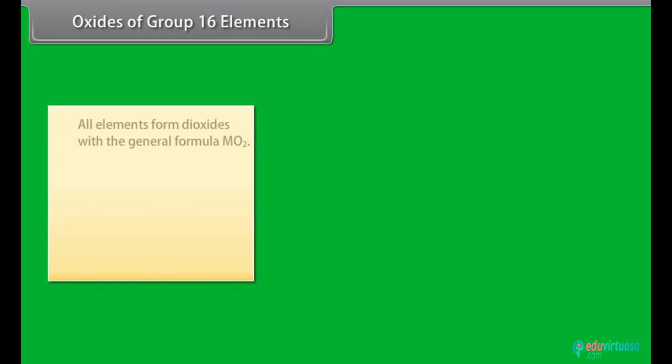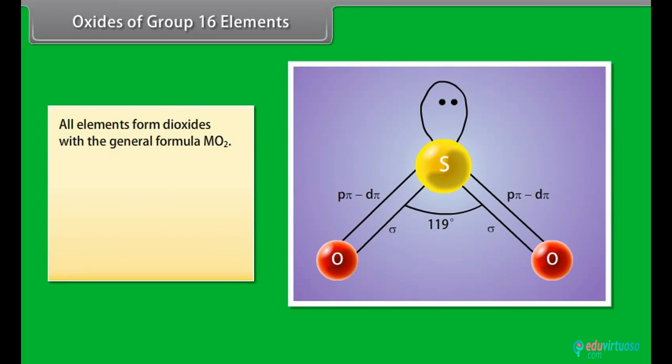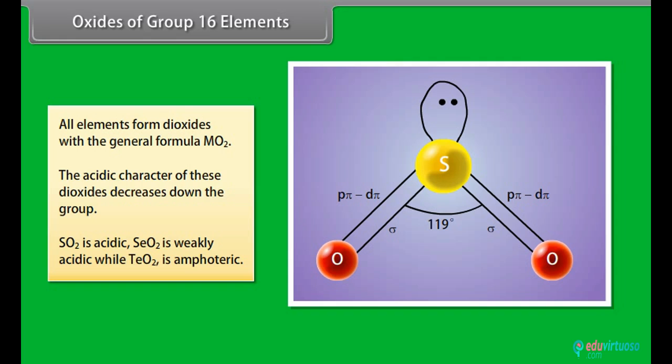Oxides of group 16 elements. All elements form a variety of oxides. All elements form dioxides with a general formula MO2. The acidic character of these dioxides decreases down the group. SO2 is acidic, SeO2 is weakly acidic, while TeO2 is amphoteric.